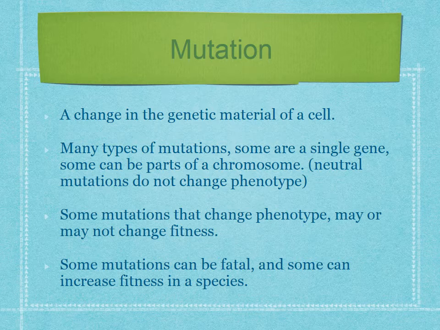Neutral mutations are not going to change the phenotype. Some mutations that can change a phenotype may or may not change fitness. It just depends on what the phenotype is and what we are looking at. Some mutations can be fatal, and some can even increase fitness in a species. So an example of increasing with a mutation would be the polar bears. A brown bear gave birth to a mutated white bear. That white bear had amazing survival, it had amazing fitness, and it passed on its successful traits to its offspring. So we do see mutations being both beneficial, neutral, and harmful.